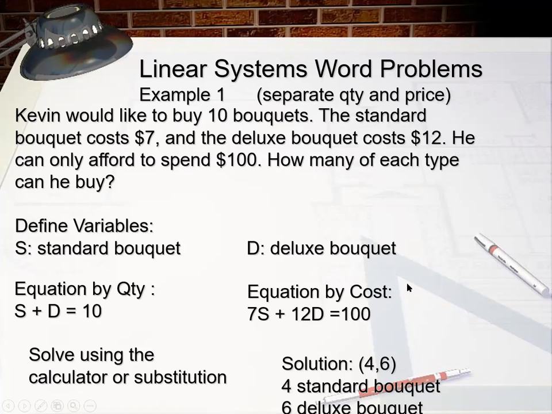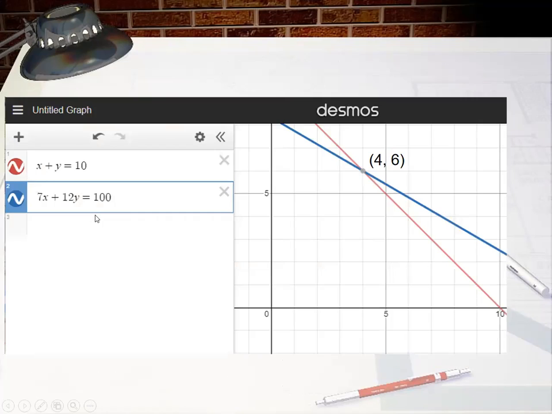All right, so what does it look like if we solve this in Desmos using our graphing? Now, in Desmos, I cannot use S and D. I have to use X and Y. So when I go over to Desmos, I'm just going to make all my S's the X and all my D's the Y's. So you can see I did X plus Y equals 10 and 7X plus 12Y equals 100. And remember where they intersect here was at this point 4, 6. 4 standard, 6 deluxe, because the X stood for standard and Y stood for deluxe.